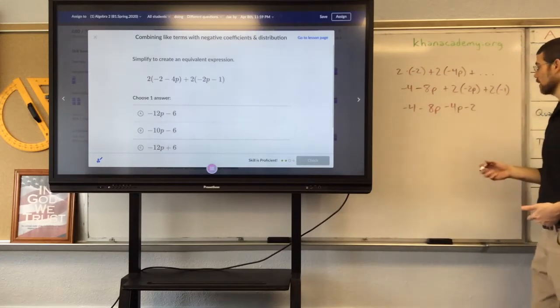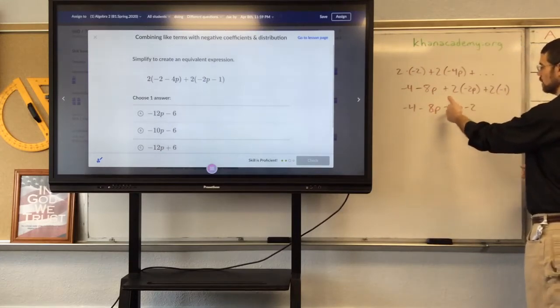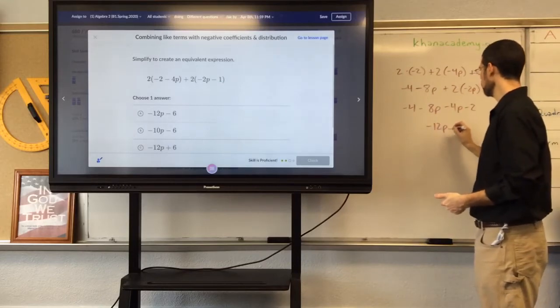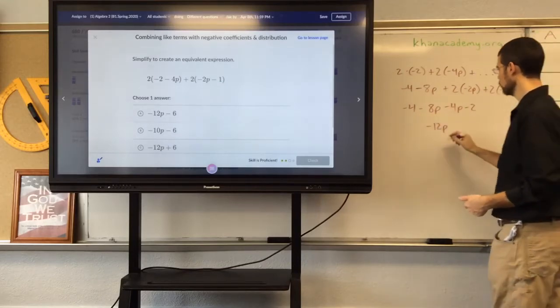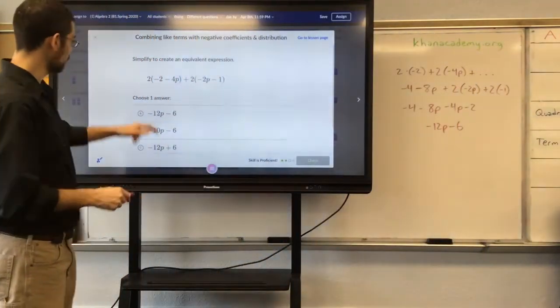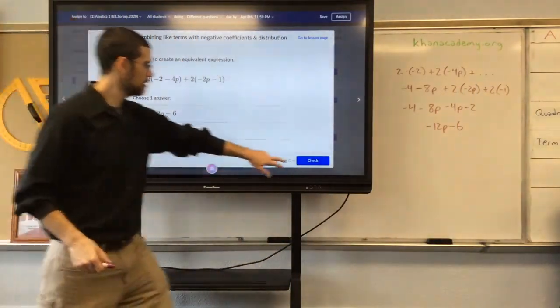And now I can combine like terms. Negative 8p's minus 4 more is negative 12p. Negative 4 minus 2 is negative 6. So we should find that on our list. Oh, it happens to be A again.